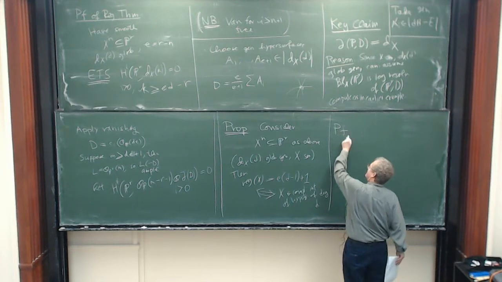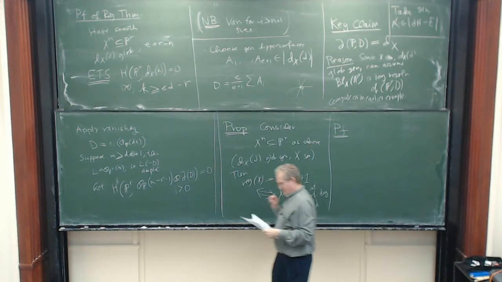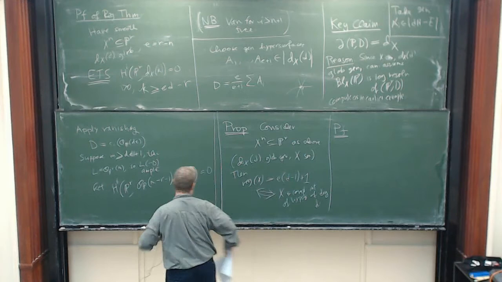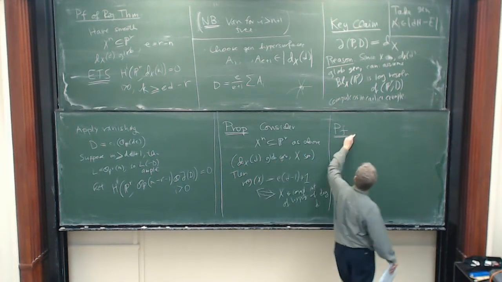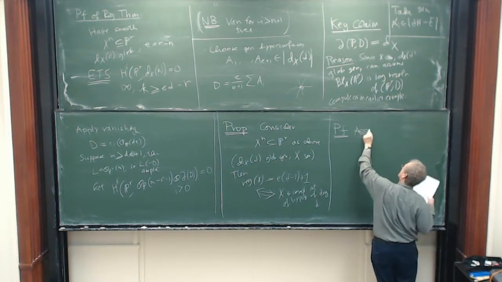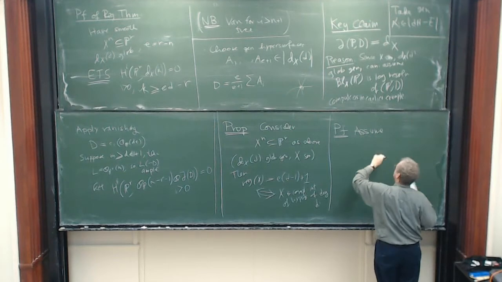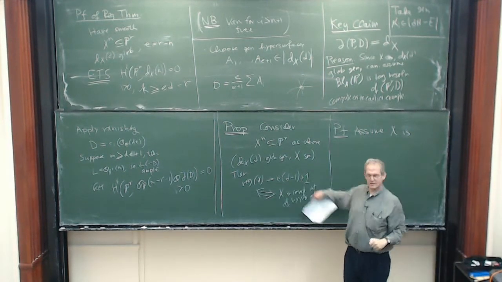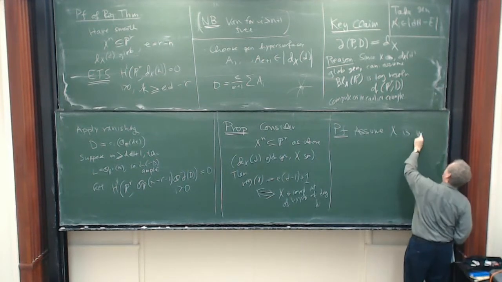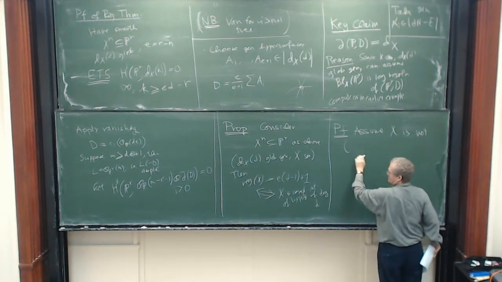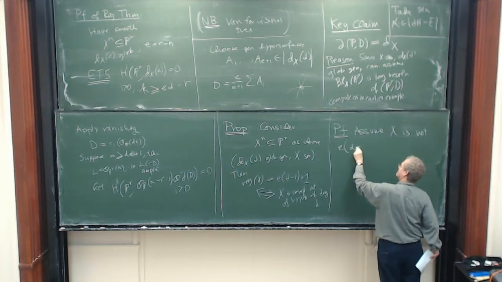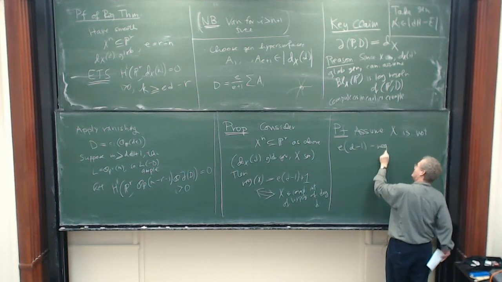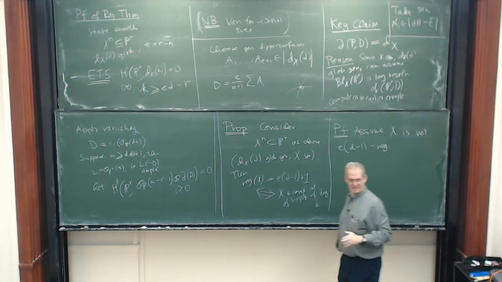Okay, so here's the funny thing that happens. Of course we know one direction. So let's assume that we can't do any better than this. So assume that X is not whatever it is, e times d minus 1 regular. And then we need to show that it's a complete intersection.